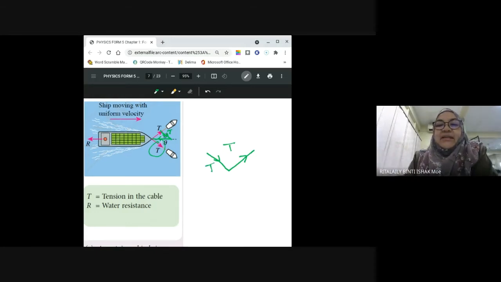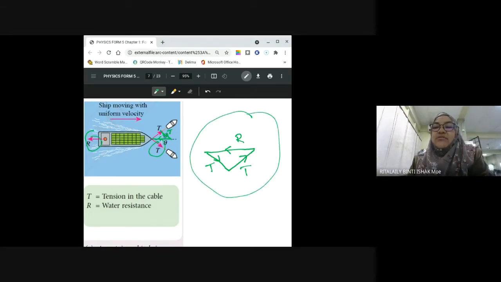Okay, and then I draw R because R is horizontal. Yang ni put here. Okay, and then I draw R. R is like this. So this is the triangle of force, and the direction is in a cycle.